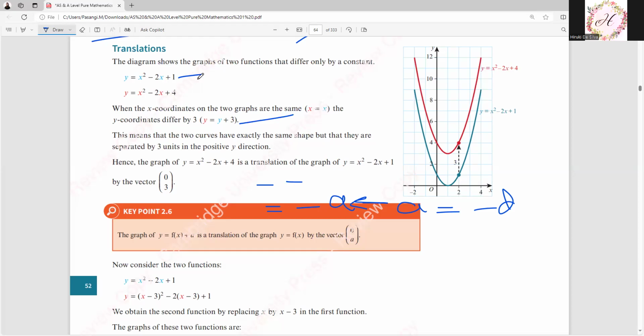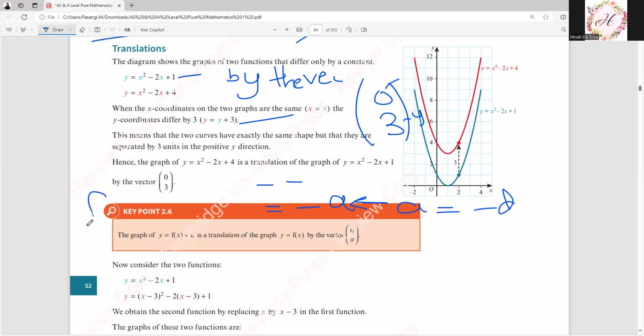How do we write the translation? By the vector (0, 3). It only changes the y coordinate. It's not changing the x coordinate, so the first part remains the same. There's nothing to change, that means 0. But the second one represents the change of the y coordinate, that is 3. Because of that, we write the vector as (0, 3). Is it clear?